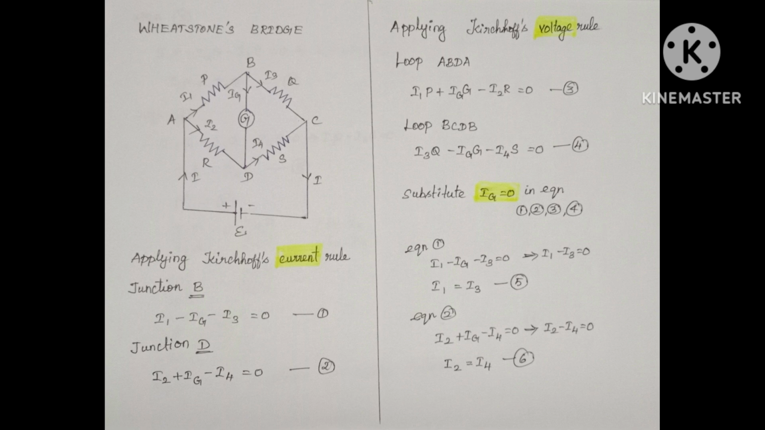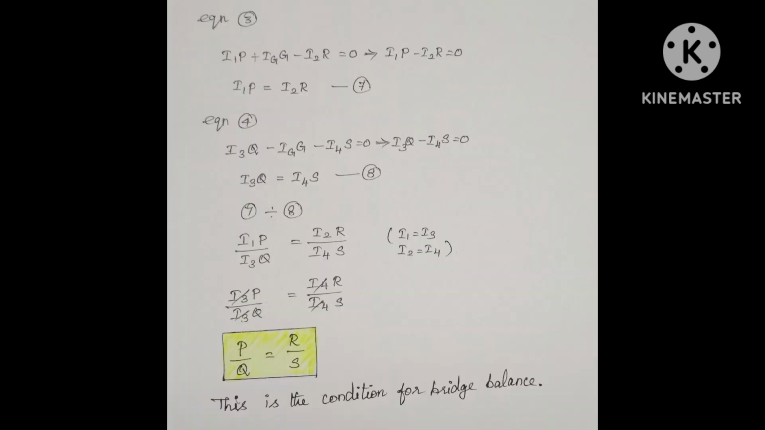First equation: I1 minus Ig minus I3 equal to 0. Substituting 0 for Ig, we get I1 minus I3 equal to 0, so I1 equal to I3. This is the fifth equation. In the second equation, substituting 0 for Ig, we get I2 minus I4 equal to 0, so I2 equal to I4. This is the sixth equation.